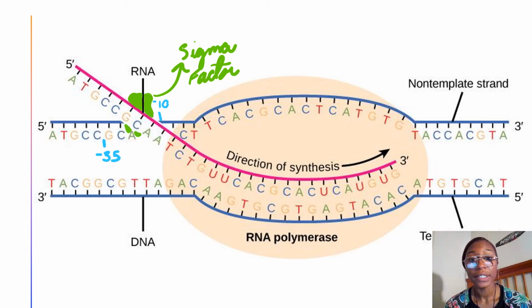Once this occurs, the DNA strand unwinds and the template strand, specifically the 3 to 5 strand, is available for binding. Once RNA polymerase leaves the promoter, it begins transcription and the process of elongation.